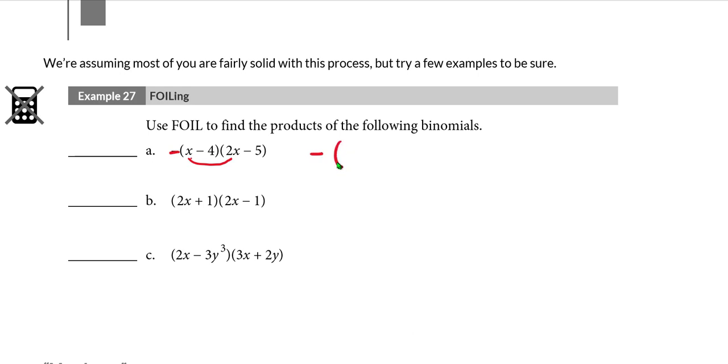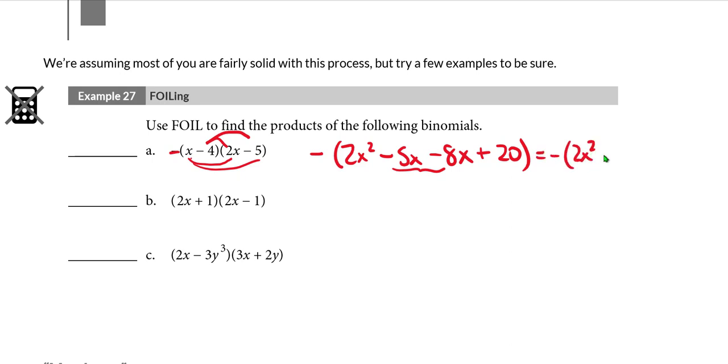So here's what I'm going to do. I'll put the negative, so I guess I'm not ignoring the negative. I just want to keep track of it so I don't lose track of it. So negative x times 2x is 2x squared. X times negative 5 is minus 5x. Inner terms, negative 4 times 2x is negative 8x. And of course, last terms, negative 4 times negative 5 is positive 20. Combining those two inner terms, I get 2x squared minus 13x plus 20.